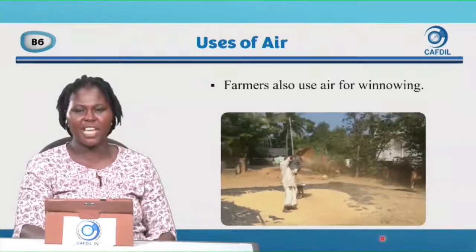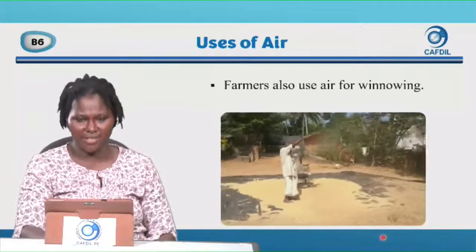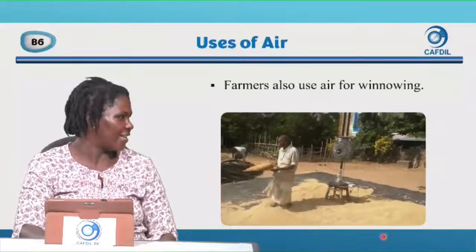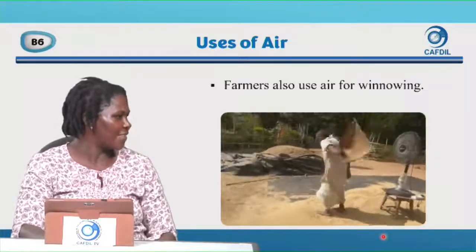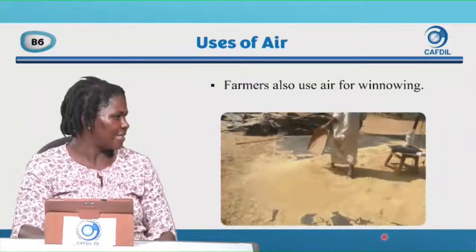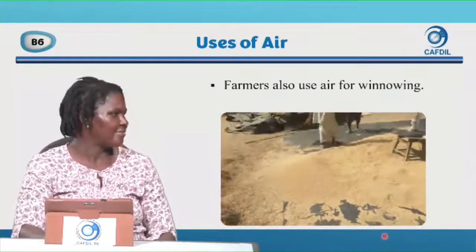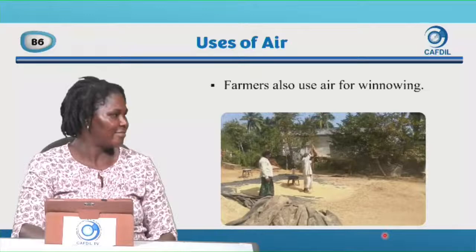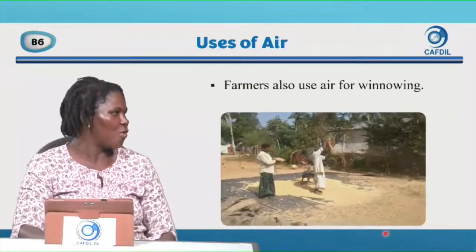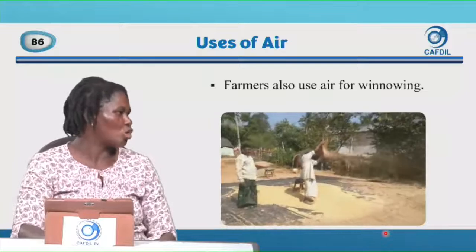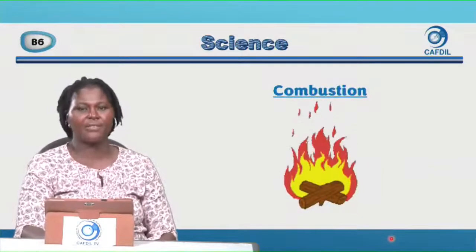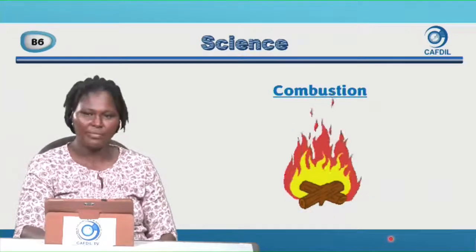Yes, separating the chaffs from the rice. We need air. Look, the fan is there to blow all the chaffs away, leaving the rice. Yes, so air is used for winnowing. Farmers also use air for winnowing. Good. We are coming to combustion.